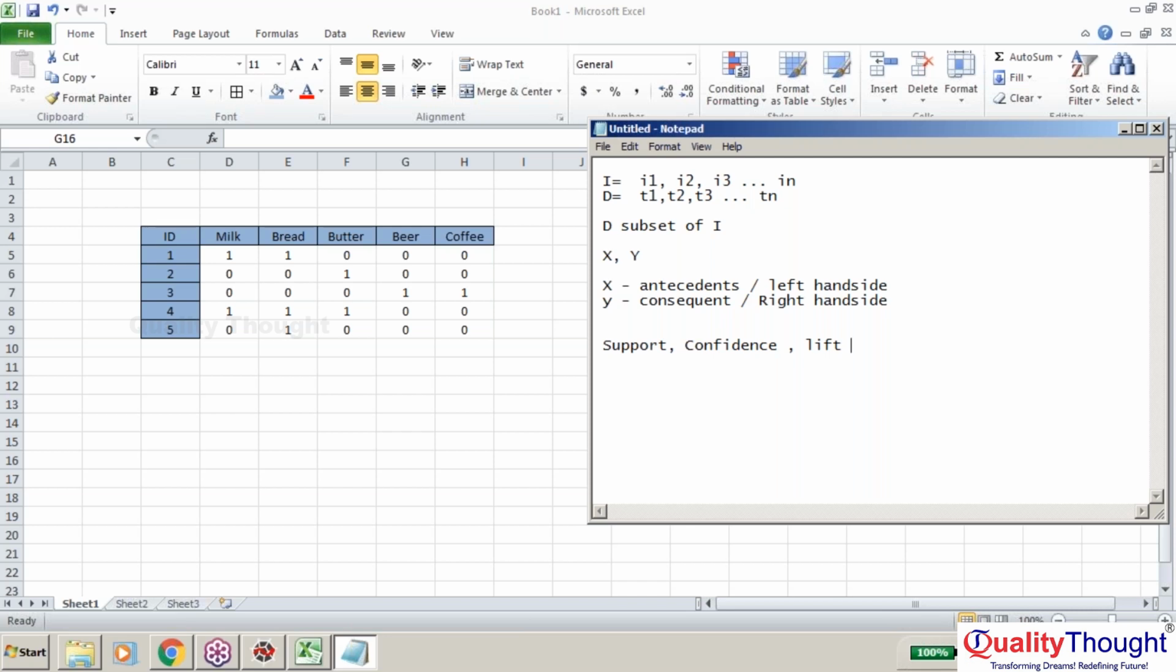So support is none other than an indication of how frequently the item appears in a data set. For example, in our data set you can see that beer and coffee have a support of 1 out of 5 transactions, which is 0.2. Hence it occurs in 20% of all the transactions. So this is the support.